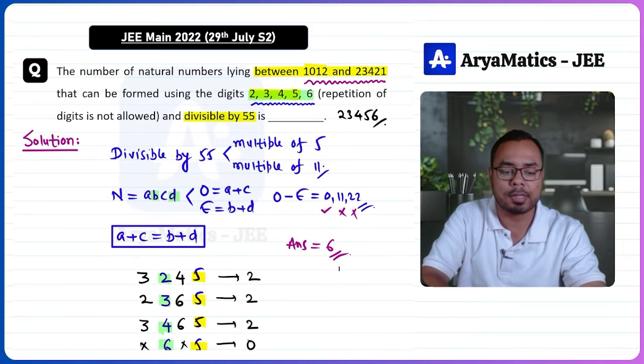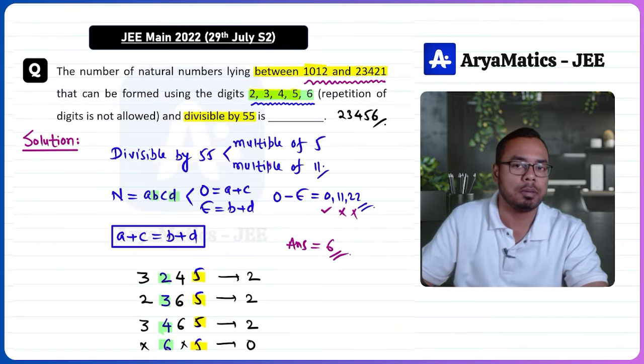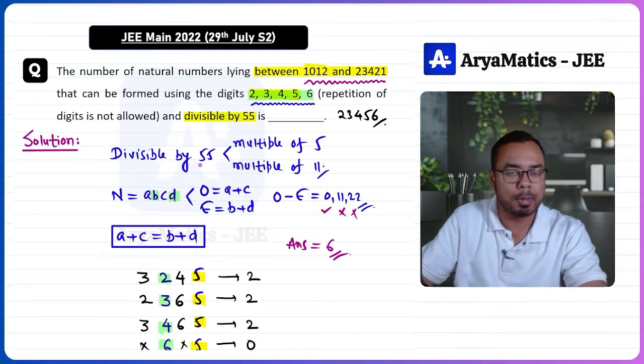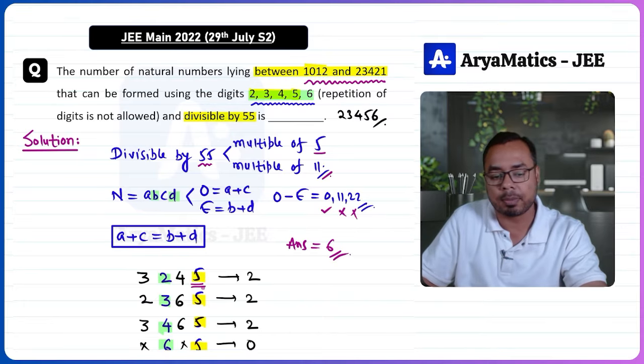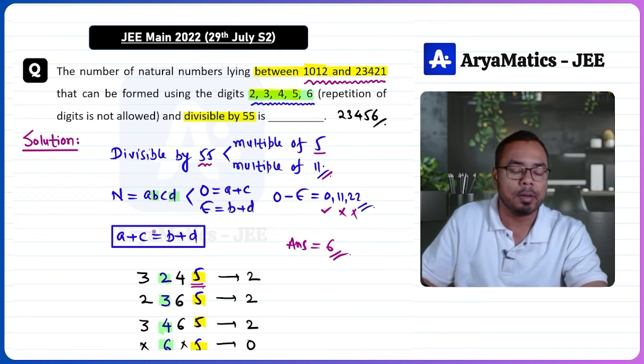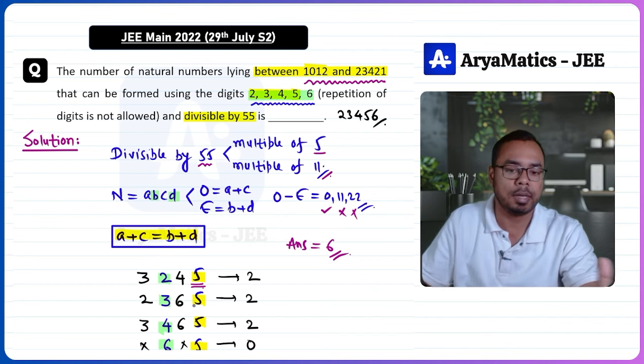Right? So this was an interesting problem where first we have to know that a number will be a multiple of 55 if it is a multiple of 5 as well as 11. For a multiple of 5, the digit at unit place must be 5 because there is no 0 involved here. And then for a multiple of 11, A plus C must be the same as B plus D. From there we got three cases. In each case you can create two numbers, and therefore the total number of numbers will be 6. And that is the correct answer for this problem.